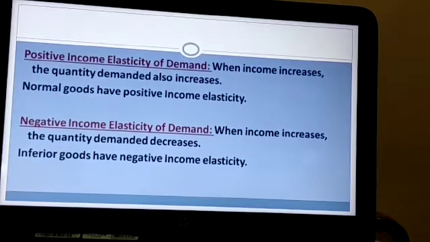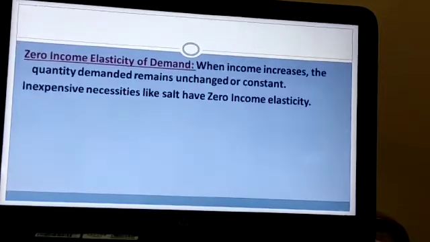In negative income elasticity, when the income increases, the quantity demanded will decrease. You remember the inferior goods concept? Whenever the income of the consumer increased, he used to give up the quantity of inferior goods and instead buy superior goods. So for inferior goods, when income increases, the quantity demanded will decrease, and inferior goods have negative income elasticity.